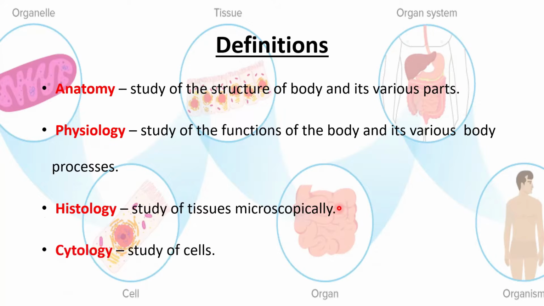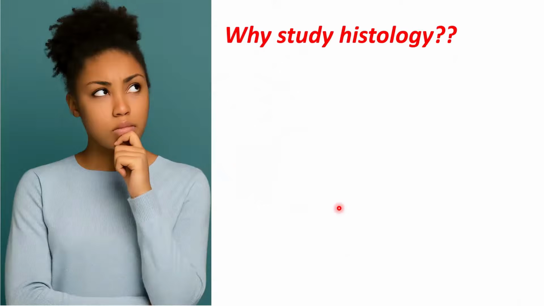And then you can also have cytology. Cytology is basically the study of cells. So logos is study, then cyto is cell. So the study of cells is known as cytology. So why do you need to study histology? Why do you need to know what histology is?